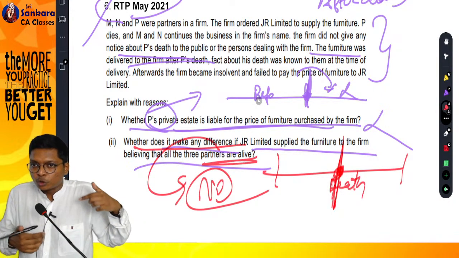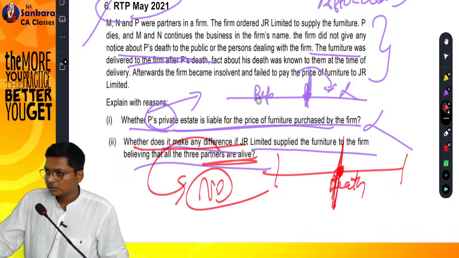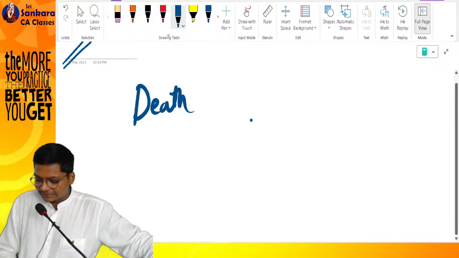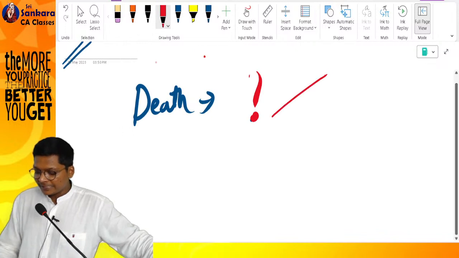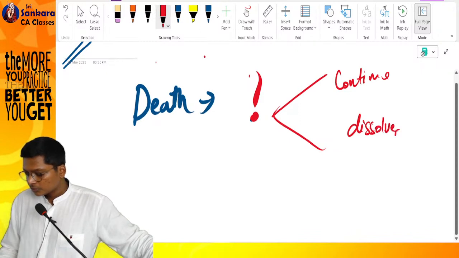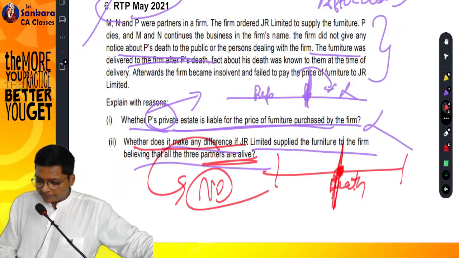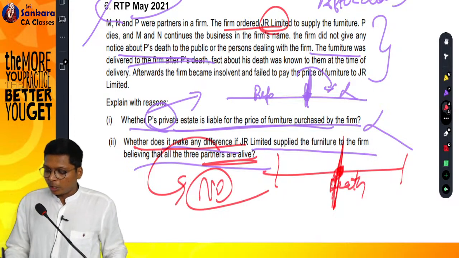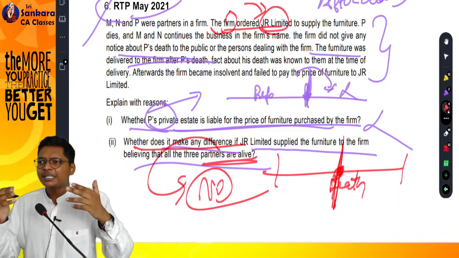If the other parties decide to continue, the partnership is still continuing. Are you able to follow, guys? What they are saying: if a partner dies, what happens to the firm? Firm can either continue if other parties agree or the firm will be dissolved. Now, end of the day, in this case, who is buying? The firm ordered JR Limited to supply. Contract is between firm and JR Limited. Partners will keep coming and keep going, correct?